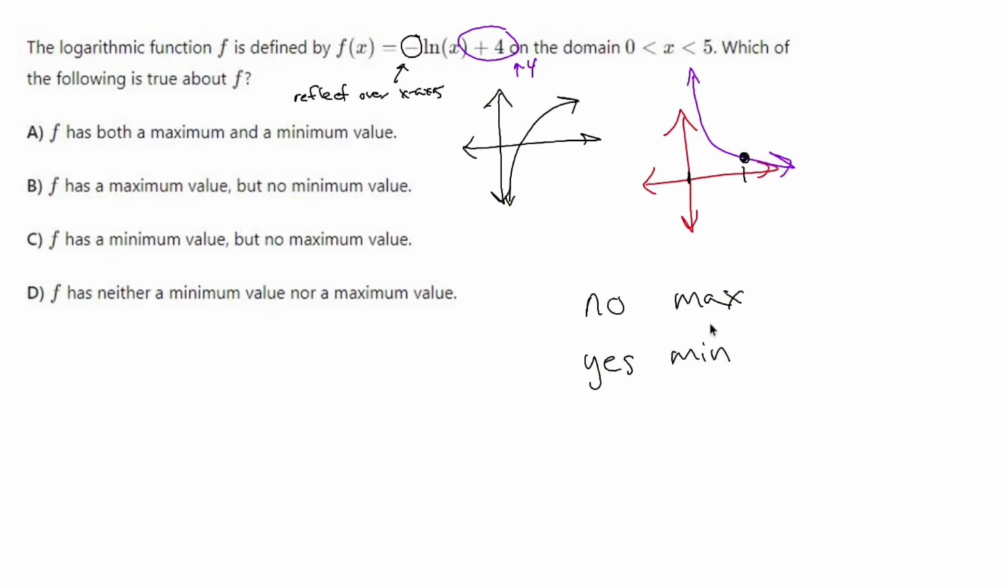And if that's the case, it's not going to have both. It will have a maximum. Nope. It will have a minimum, but no maximum. Yep, my answer is C. And D says neither. That's not the case. So I will have a minimum because of the fact that it stops at 5, and it won't have a maximum because this will keep going up forever right before it hits 0.